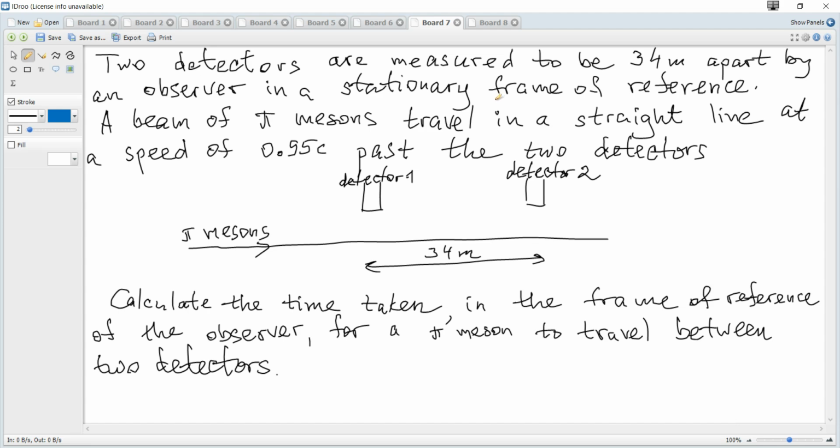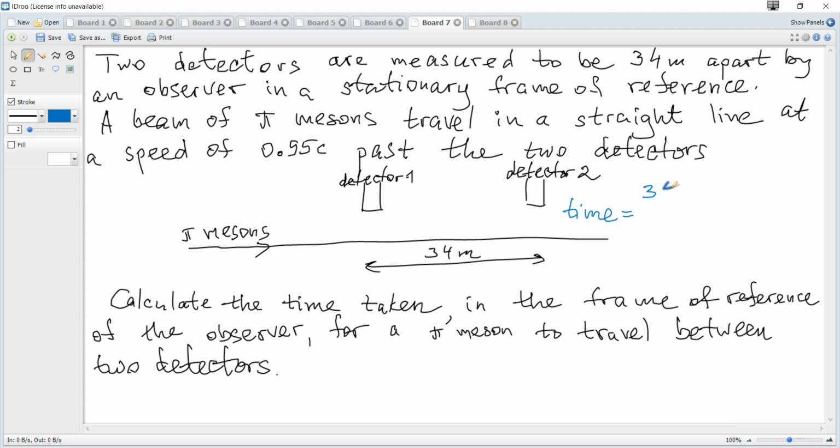Two detectors are measured to be 34 meters apart by an observer in a stationary frame of reference. A beam of pi mesons travels in a straight line at a speed of 0.95 c past the two detectors. Calculate the time taken in the frame of reference of the observer. It means in the stationary frame of reference on the Earth or in the laboratory, for a pi meson to travel between two detectors. And we know the distance in our reference frame.